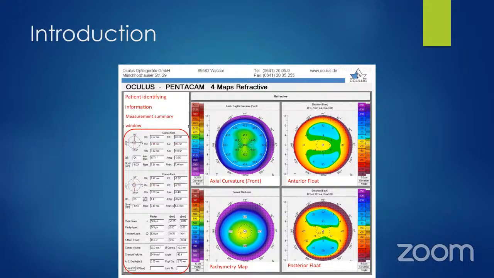So when we are talking about a best fit sphere, the cornea is not spherical, right? It's aspheric. So what is asphericity?